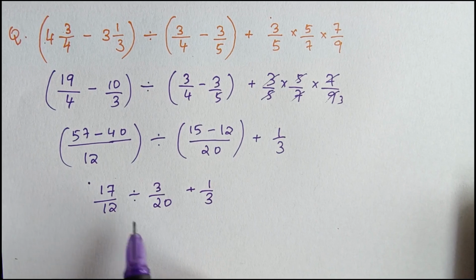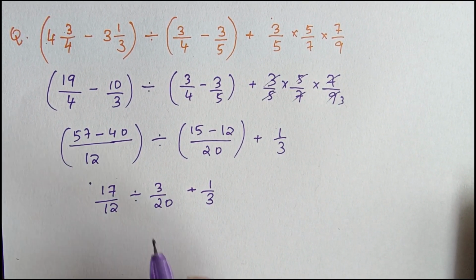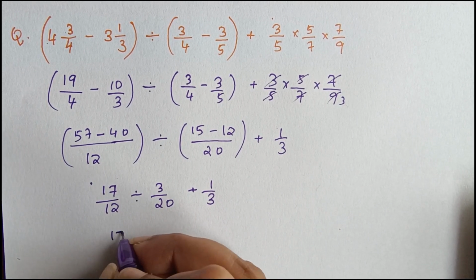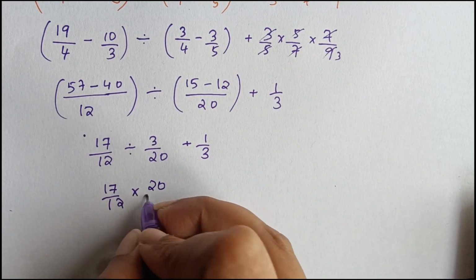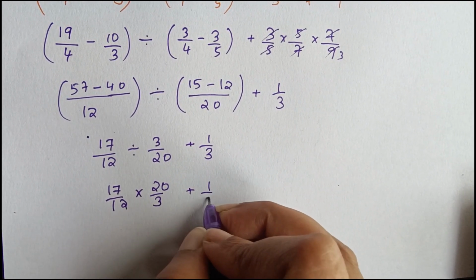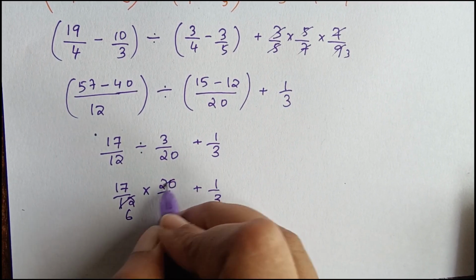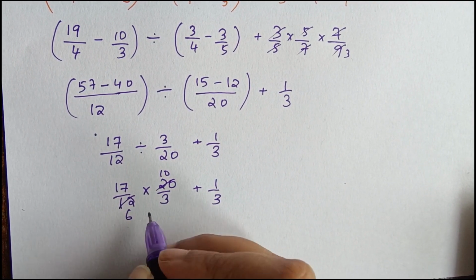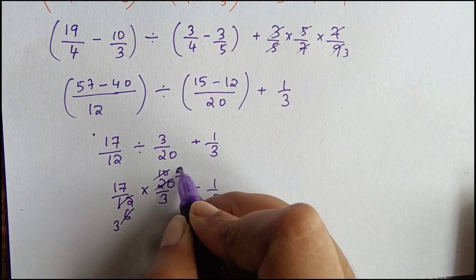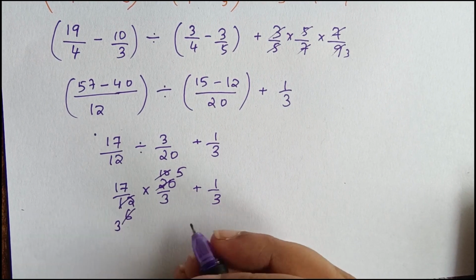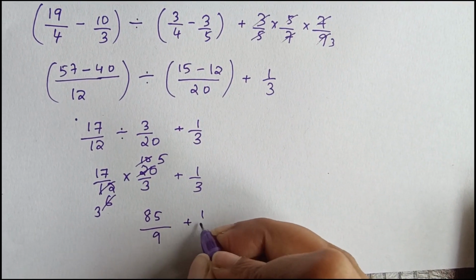So here again we have a division and an addition. For first we will need to solve the division. So 17 by 12 into 20 by 3 plus 1 by 3. So here we can, so let us 6, this is 10, 3 and 5. 17 into 5 is 85 divided by 9 plus 1 by 3.